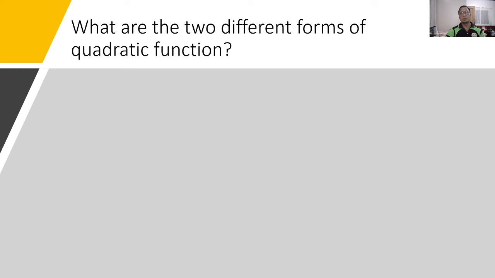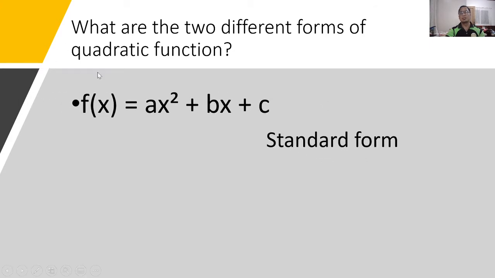Now, what are the two different forms of quadratic function? Actually, may mga iba pang form eh. Pero ito yung ginagamit nating dalawa. The first one is the standard form. At yung form niya, ito. f of x is equal to ax squared plus bx plus c.